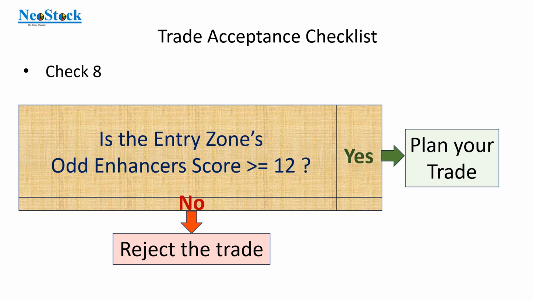So this is about the trade acceptance checklist. Hope you all got clarity. From today onwards, every trade you take, first you compare with this checklist. If this checklist is passed, then you plan the trade. Even if one of the items in this checklist fails, then reject the trade. This is a thumb rule from today onwards for every supply-demand zone price action trader.